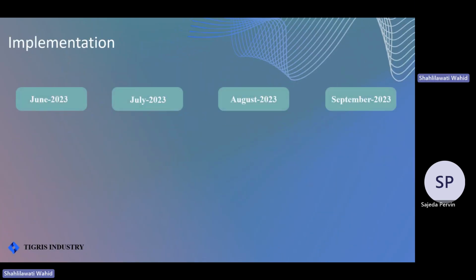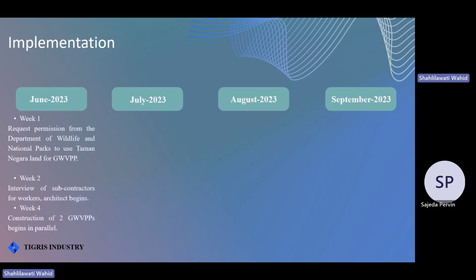So here is our implementation, which will be presented by Keith. So I'll be talking about the implementation. In June 2023, during week 1, we will request permission from the Department of Wildlife and National Parks to use the Taman Negara for our GWVPP. During week 2, we will interview subcontractors for workers and the architects. During week 4, we will begin construction of the 2 GWVPPs.